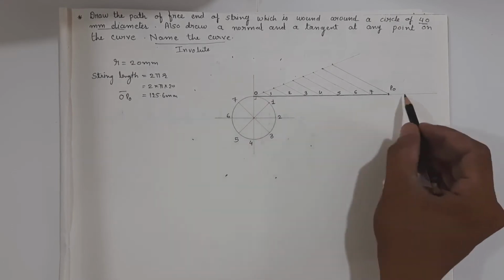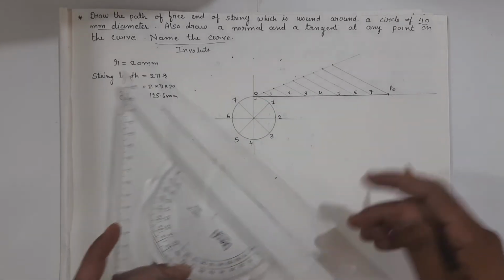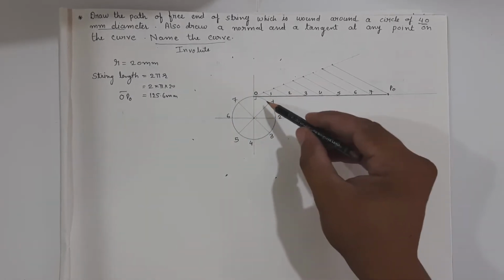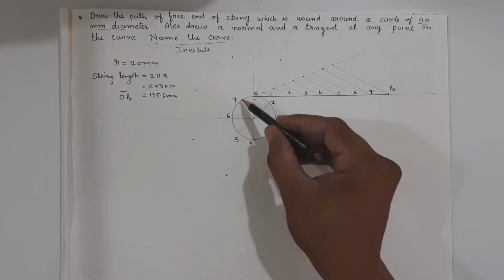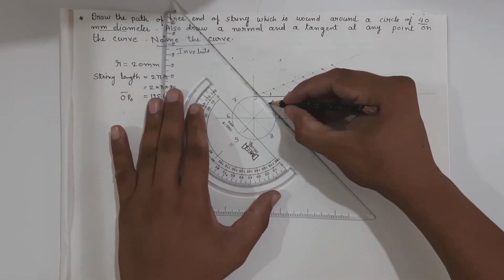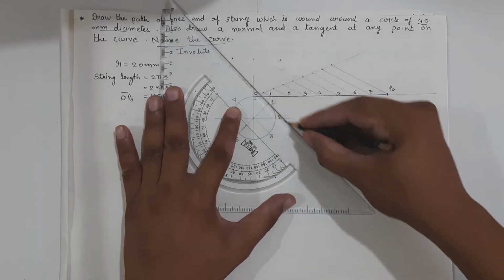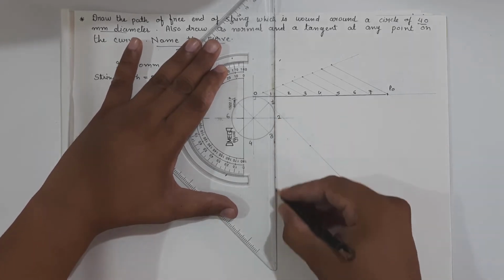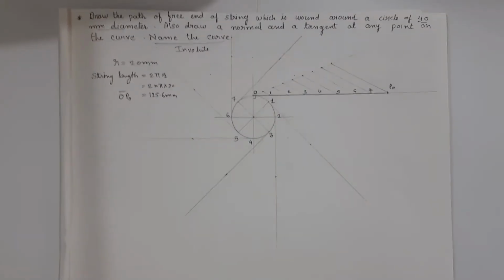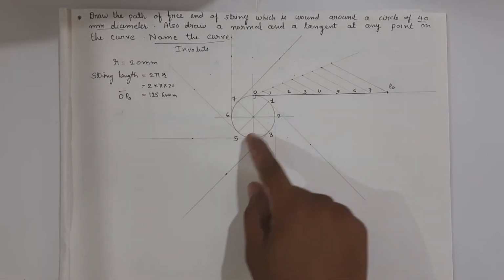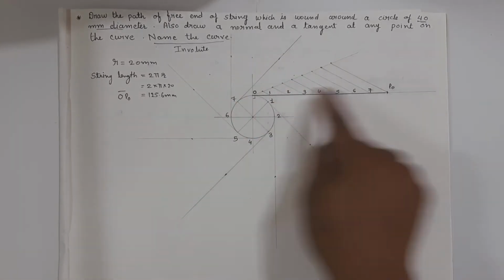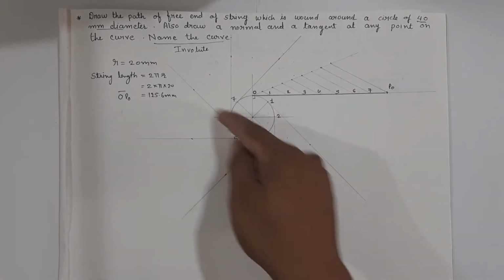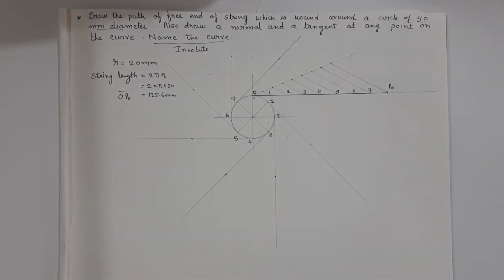So after dividing this line into 8 equal parts, now draw tangent at each point of the circle. So we have to draw a tangent at 1, 2, 3, 4, 5, 6, 7. So we have to draw the tangent like this from 1 up to point 7. At 0 we have already drawn the tangent, so draw the tangent from 1, 2, 3, 4, 5, 6 and 7.